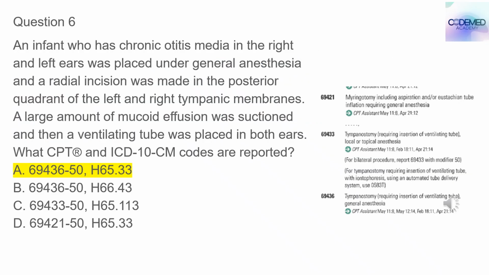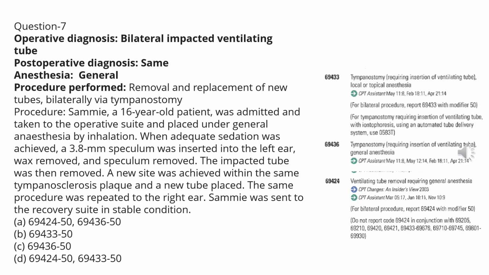So yes, A is the correct answer because it is a tympanostomy requiring the ventilating tube and under general anesthesia, and it is carried out bilaterally. So we will have to put modifier 50. That parenthetical note you will definitely see under all the codes. And then 865.33, this is the ICD code which talks about chronic mucoid otitis media, bilateral, and that's why it is the correct answer. Now, the operative reports have become the big, important part of all the CPC exams.